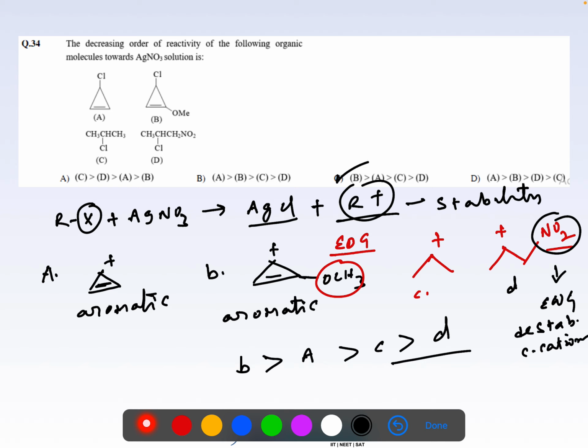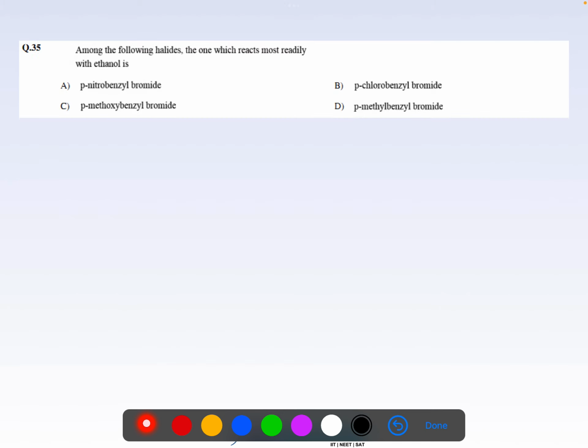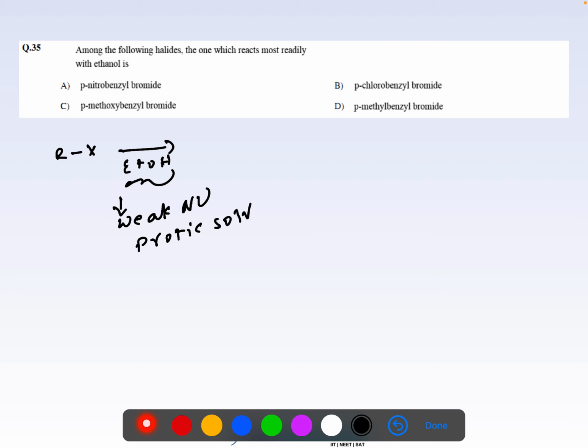So answer is C. Among the following halides, the one which reacts most readily with ethanol is, see, when alkyl halide react with ethanol, see, ethanol is a weak nucleophile. It is a weak nucleophile, and it is also a protic solvent. And ethanol cannot give SN2 reaction because it cannot attack from the back side. So this reaction will prefer SN1 reaction.